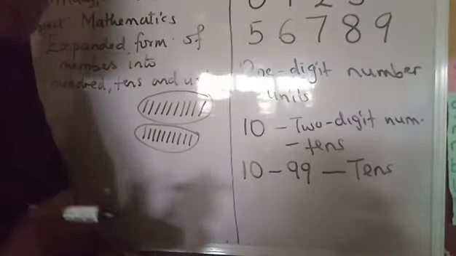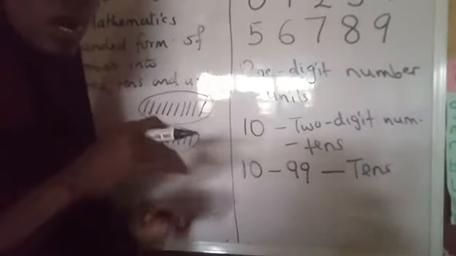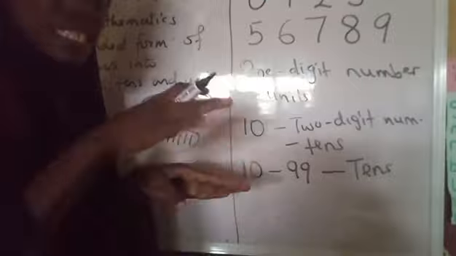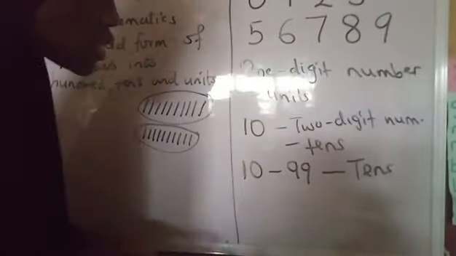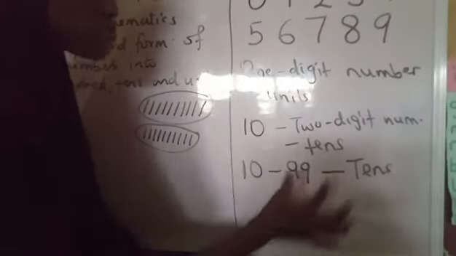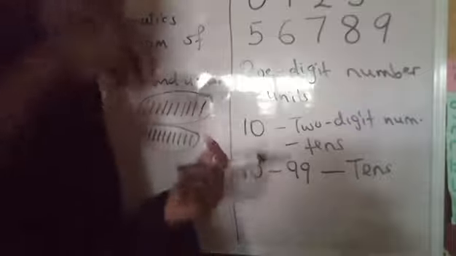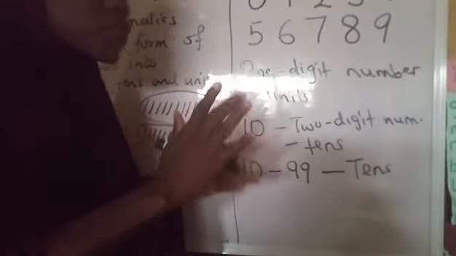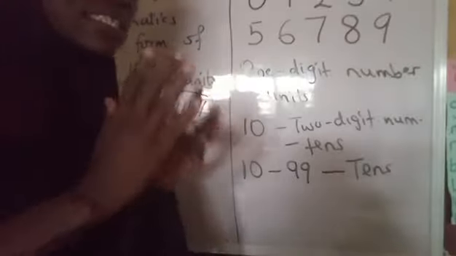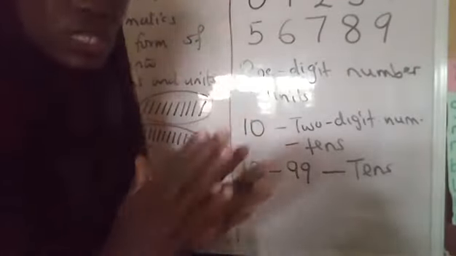Now, let us go to tens and units. How do we form numbers using tens and units? Now, this is it. Since we said 2-digit numbers belong to the group of tens, that means in every 2 digits, there is a particular digit that is standing for the group of tens, then the other digit is standing for the group of units.